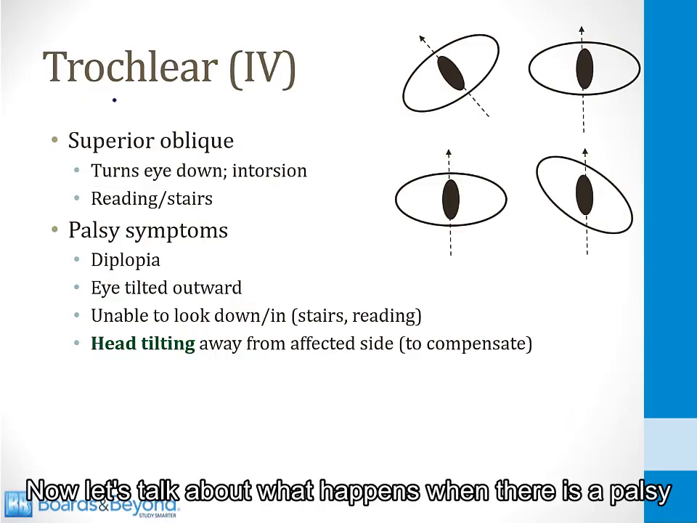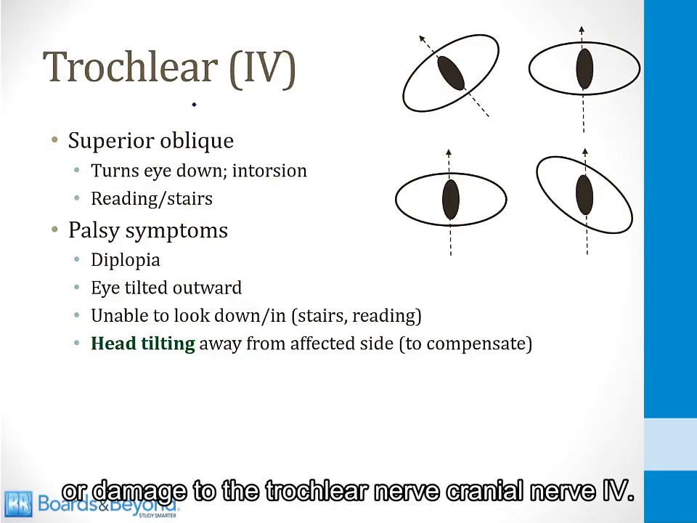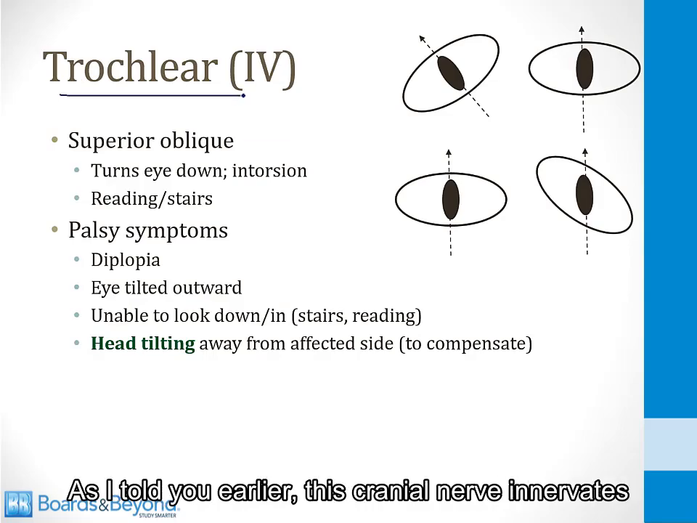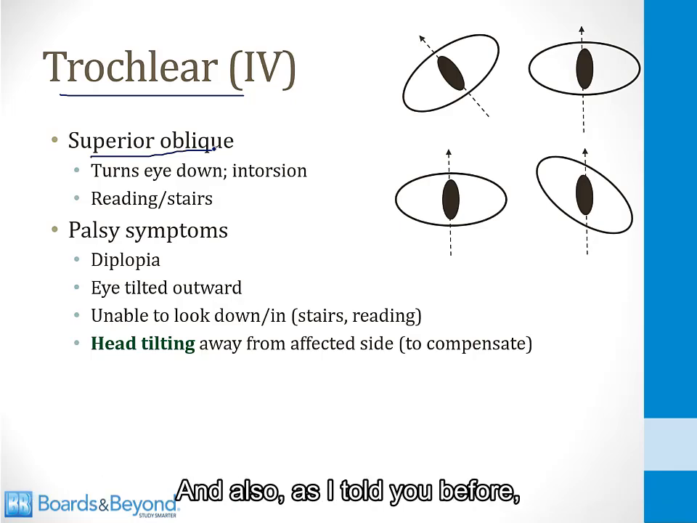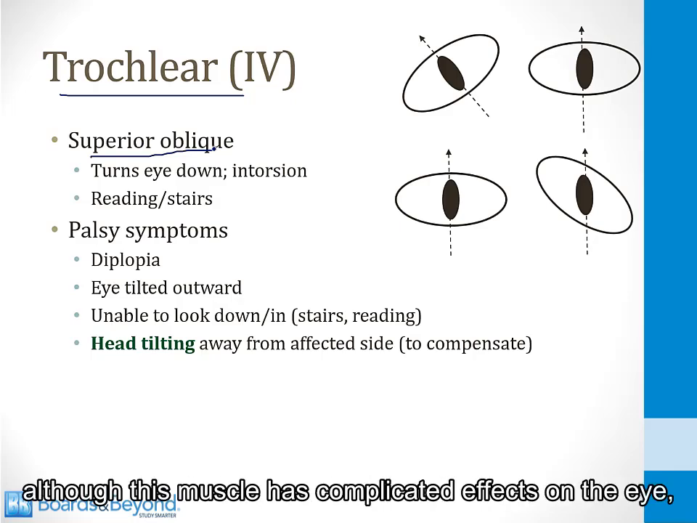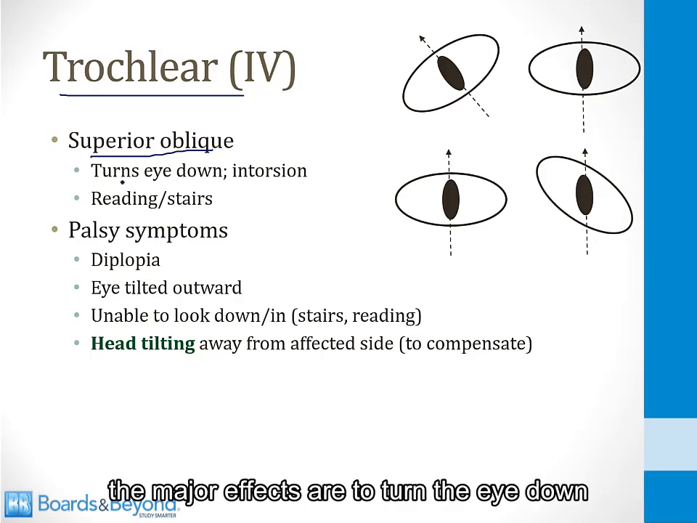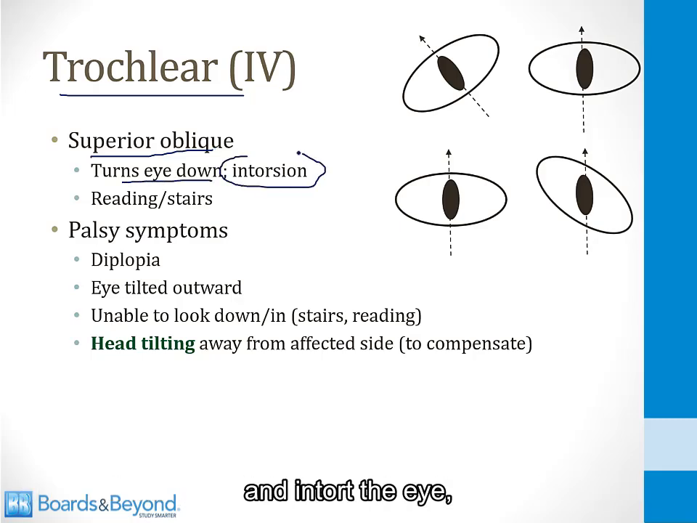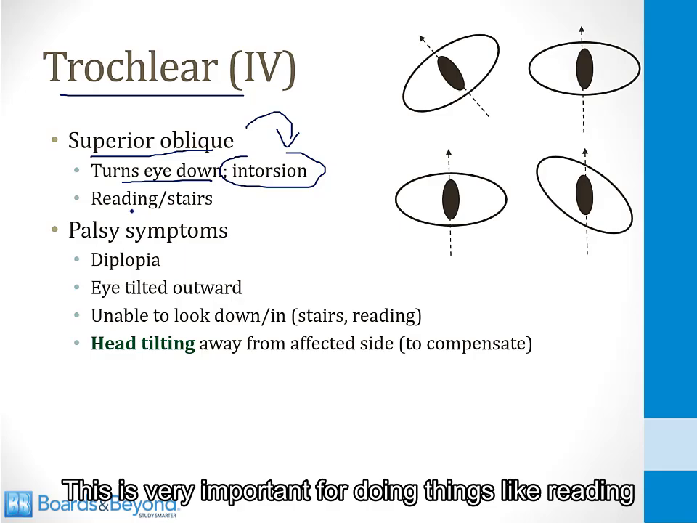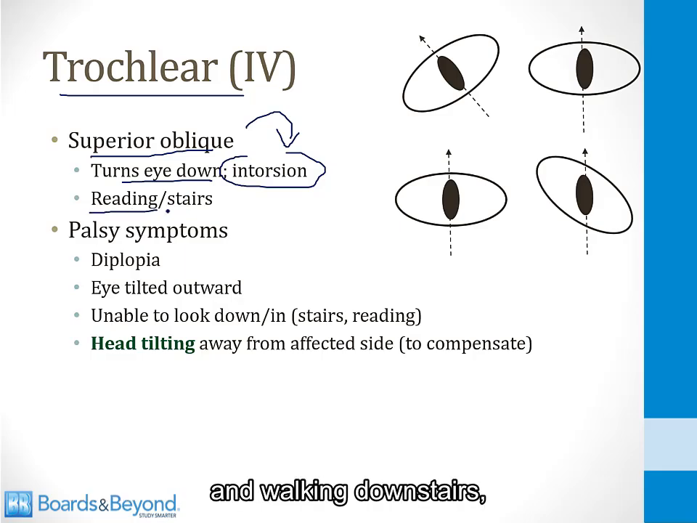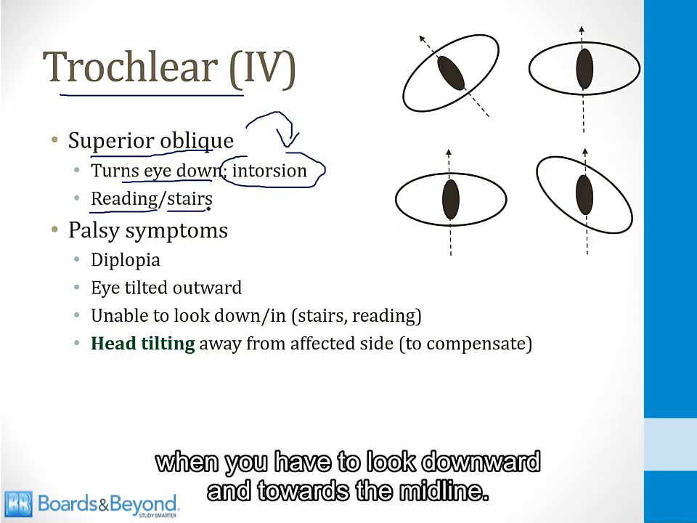Now let's talk about what happens when there is a palsy or damage to the trochlear nerve, cranial nerve 4. As I told you earlier, this cranial nerve innervates a single muscle of eye movement, the superior oblique. And also, as I told you before, although this muscle has complicated effects on the eye, the major effects are to turn the eye down and intort the eye, which means turns it towards the middle, towards the nose.